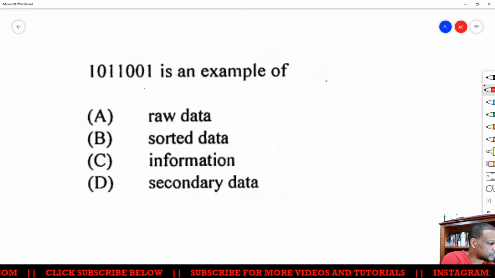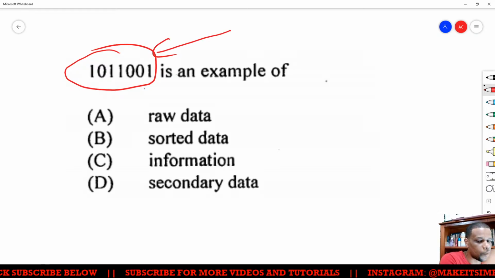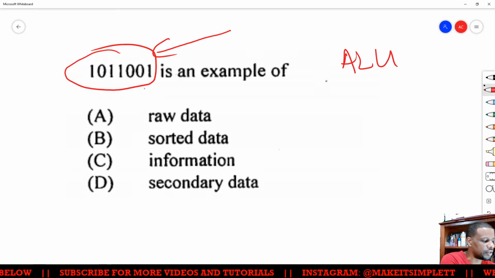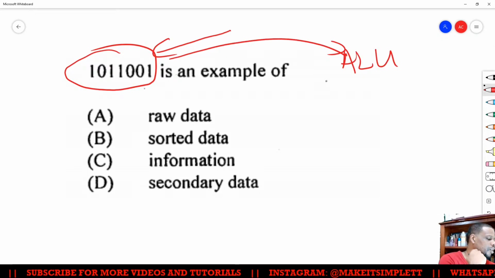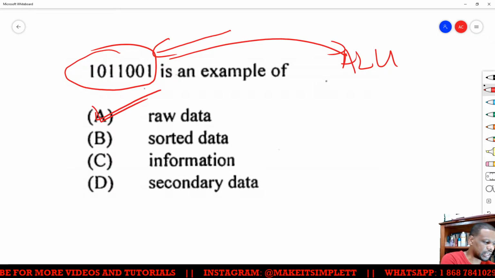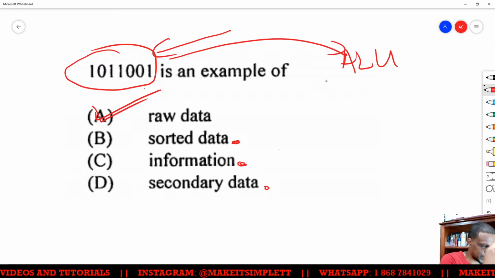Alright, raw data. 10111, that is as raw as data could get. Because remember, all our computers understand these numbers, ones and zeros, because the ALU processes these ones and zeros, right? So the actual ones and zeros, that's raw data. It definitely is not sorted. It definitely is not information. It's definitely not secondary data.